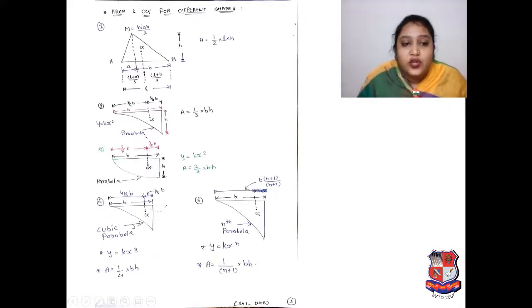Then for your cubic parabola, your area will be 1/4 into BH. CG distances are mentioned from the end support from both sides. And for nth parabola shape, your area will be 1 upon n plus 1 into BH. And your CG distance is mentioned.